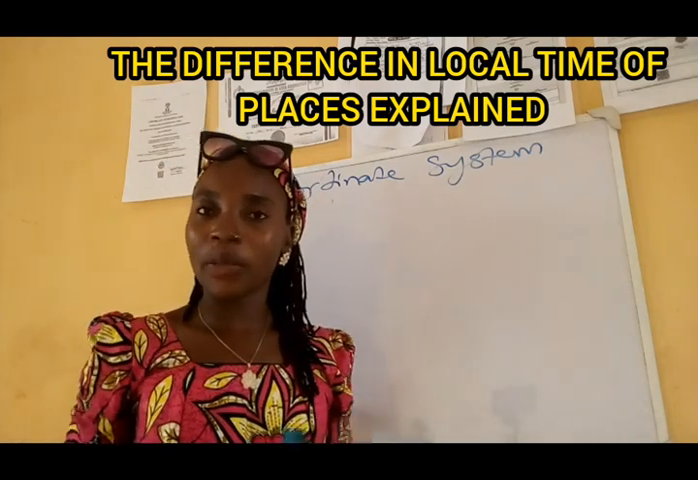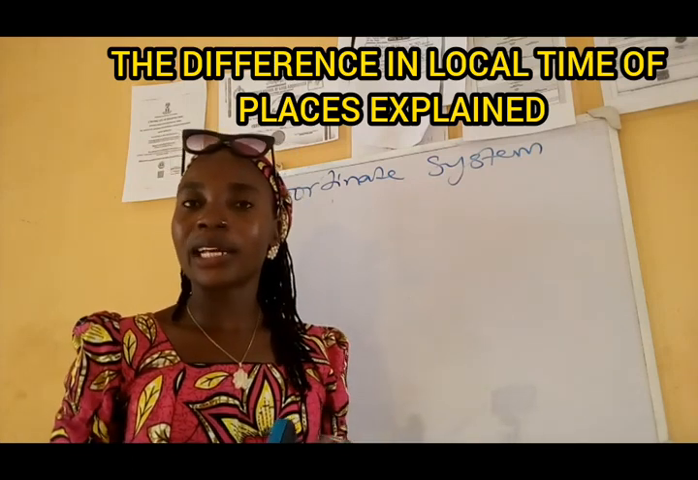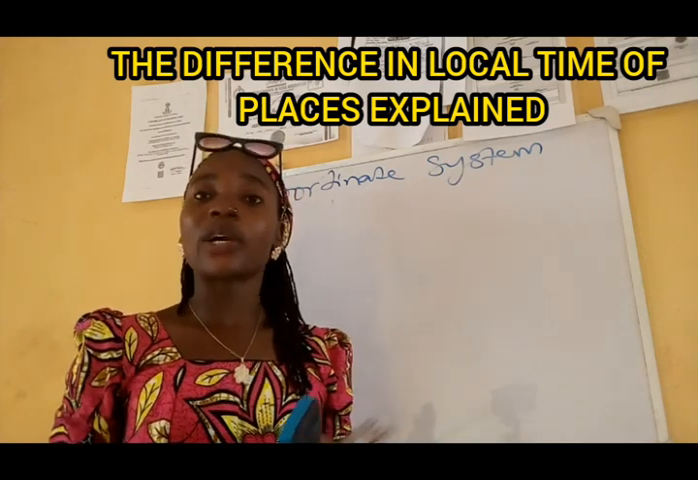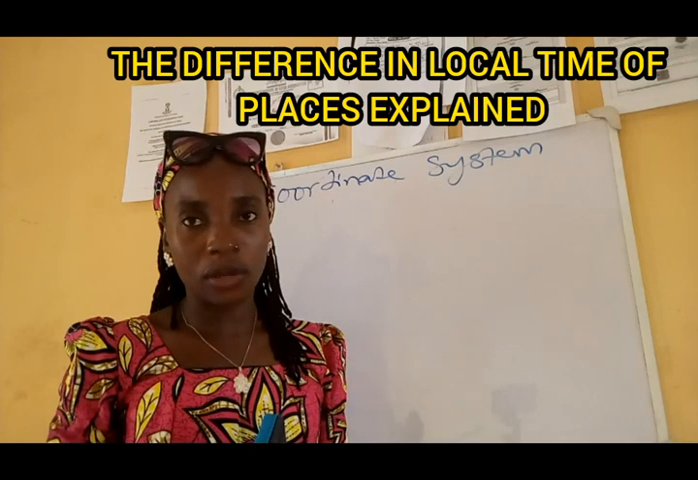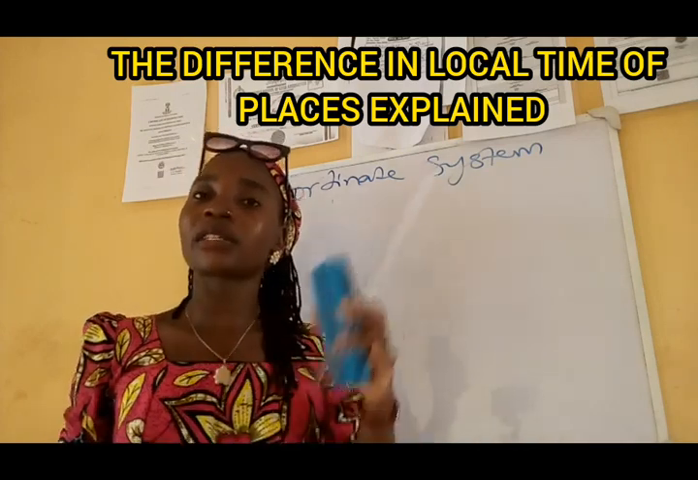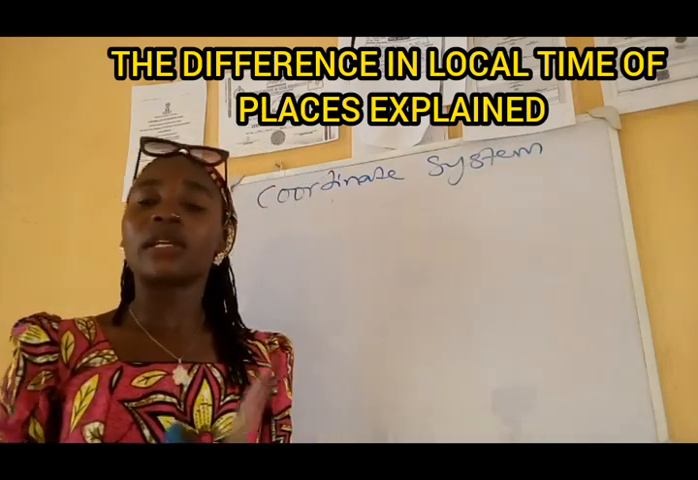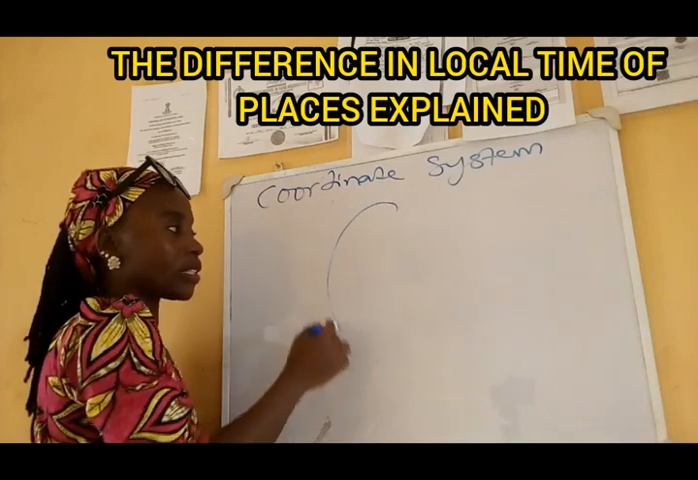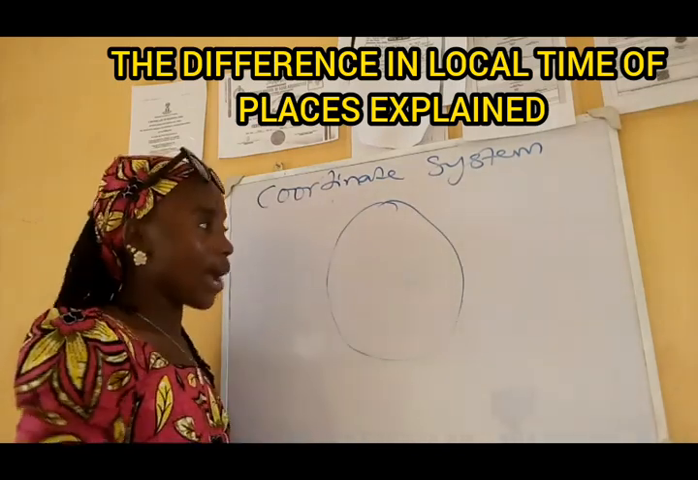And the earth is made up of what? Water, and you have the land. You have the hydrosphere, you have the lithosphere, then the atmosphere, and so on and so forth. The lithosphere is the solid part of the earth, while the hydrosphere is the liquid part of the earth. Now, let us assume that is the shape of the earth.